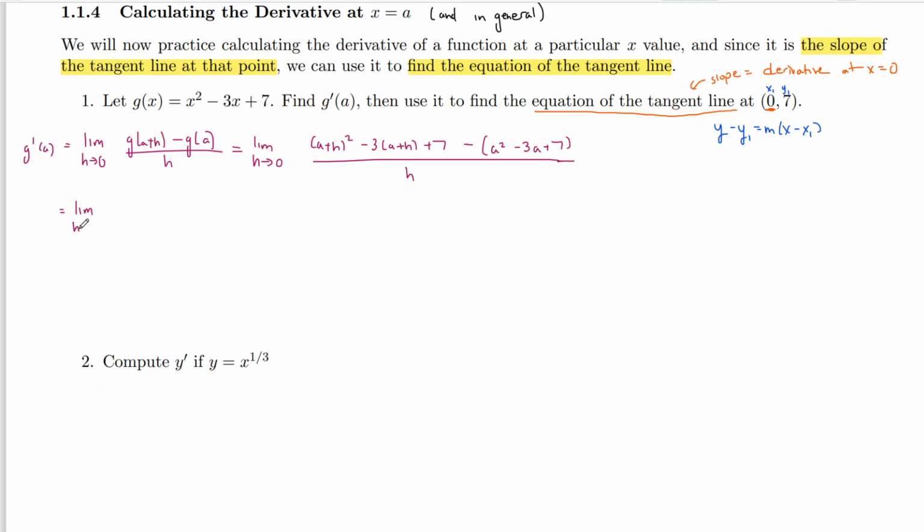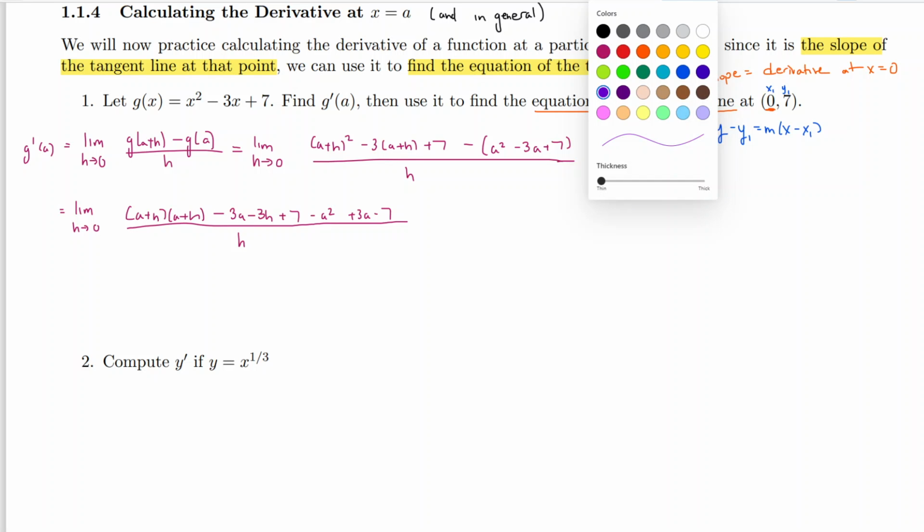We got the limit as h goes to 0, and we want to simplify this numerator. Well, anytime we square something, it's multiplying it by itself. So this is going to be a plus h times a plus h. And then we got minus. You can directly distribute the 3 in through because there's no exponent on the outside. We got minus 3a minus 3h, and then plus 7. And then back here, you want to distribute the minus sign through as well. So that's going to be minus a squared plus 3a minus 7. But this entire thing is over h.